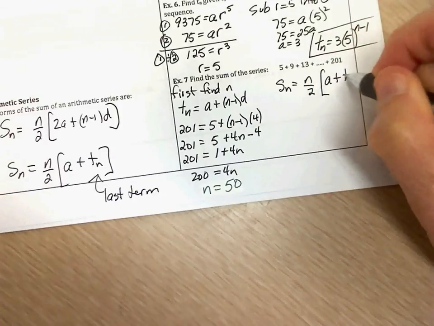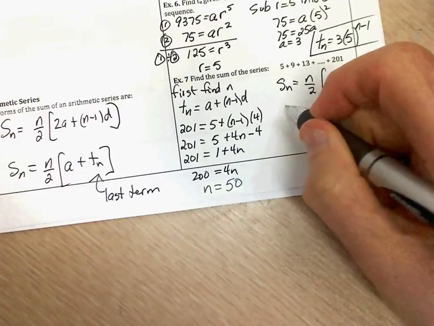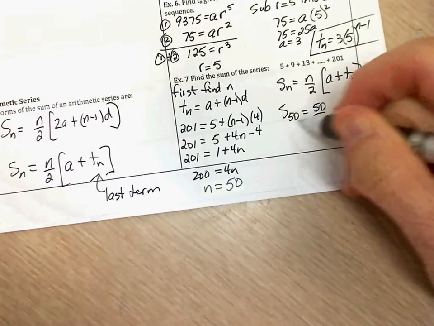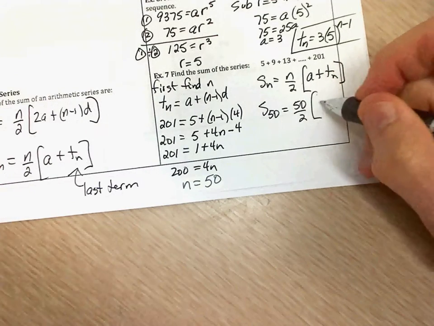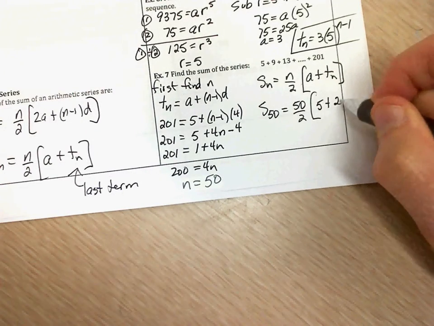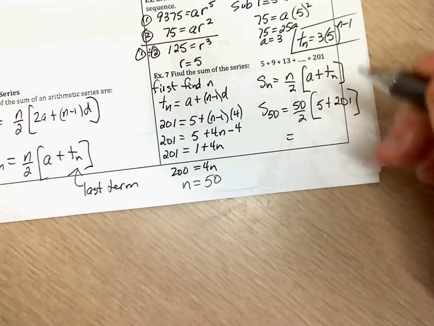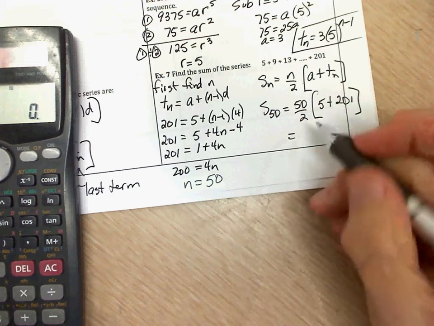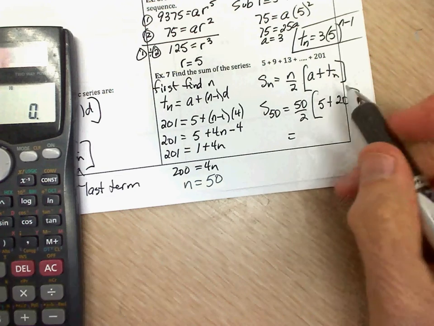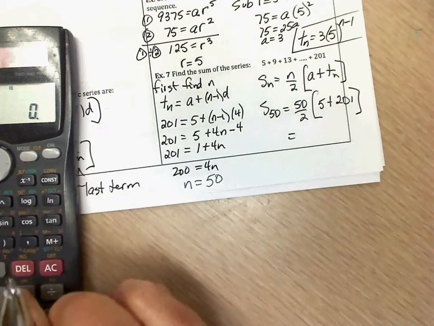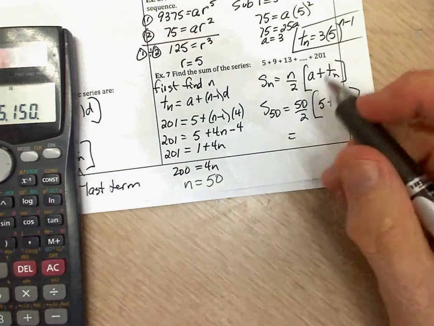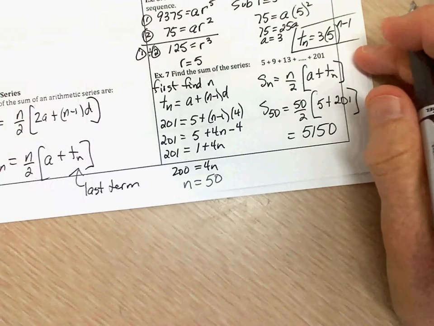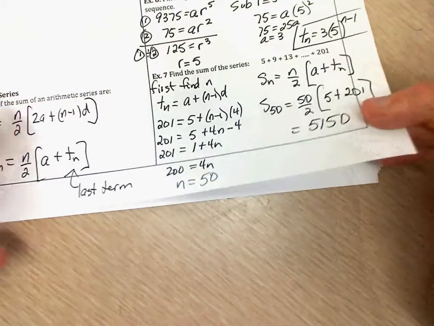So S of 50 equals 50 over 2. We're summing 50 terms. A is 5. The last term is 201. And if you were to calculate that, and I'm just going to double check my work, 50 divided by 2 is 25. That's 206. So 25 times 206 is 5150. Right? So let's keep going. We have a few more questions to do.